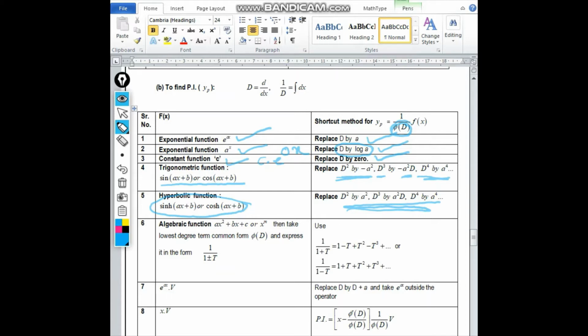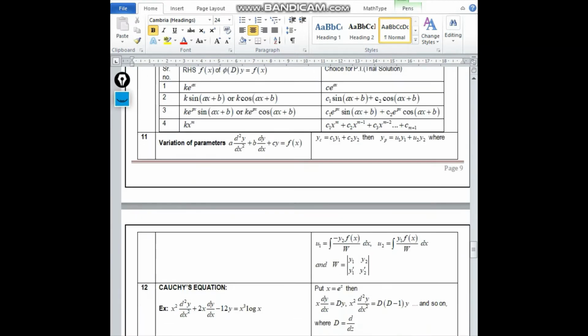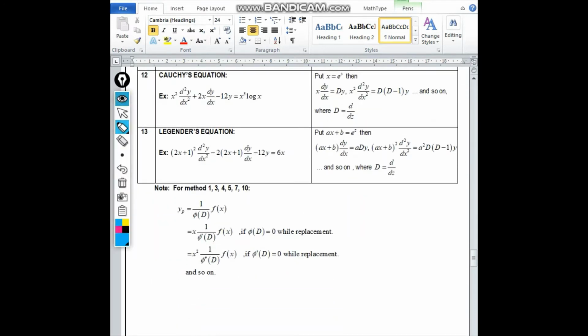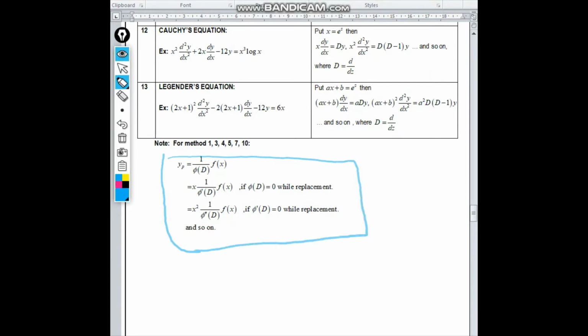There is one more important thing that we have. Let me come to that point, and that is when we replace D by a or D square by minus a square, in some cases this phi of D becomes 0. If this phi of D becomes 0, in such a case you have to multiply by x. You can observe x is written before the operator, x is outside the operator, then differentiate the denominator: x into 1 upon phi dash D of f(x). If that phi dash D is again 0, then again multiply by x, again differentiate the denominator. So we have to continue this process till the function of D becomes non-zero in the denominator.